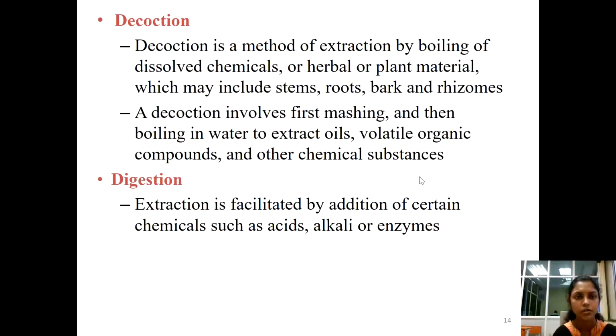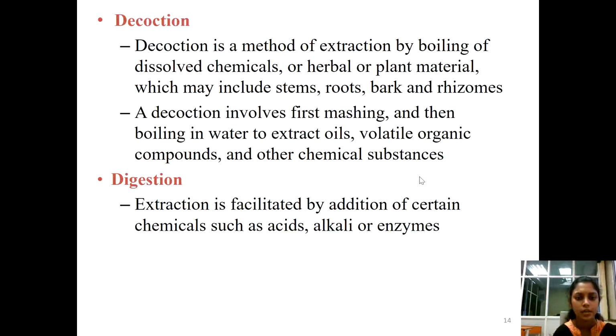Next is decoction. Decoction is a method of extraction by boiling of dissolved chemicals or herbal or plant material, which may include stems, roots, bark and rhizomes. A decoction involves first mashing and then boiling it in water to extract oils, volatile organic compounds and other chemical substances. Next is the digestion method.